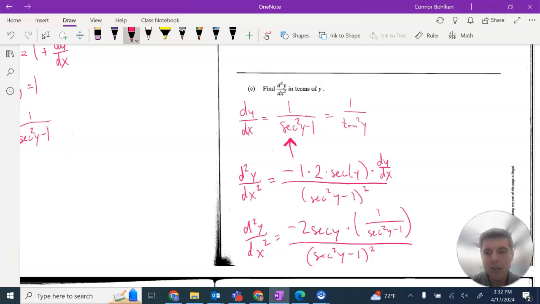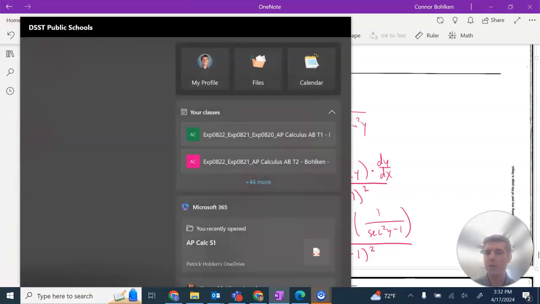So I don't know if I love this AP question. It seems like there's a lot of room for error and not much room for partial points, but it does have some good derivative concepts here. So good luck on this one. I know you can do it.